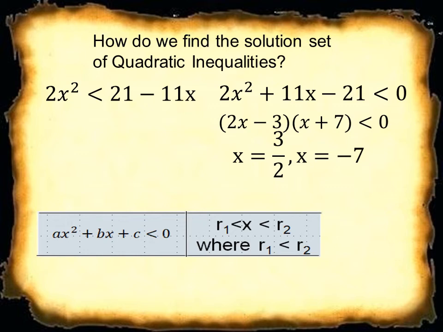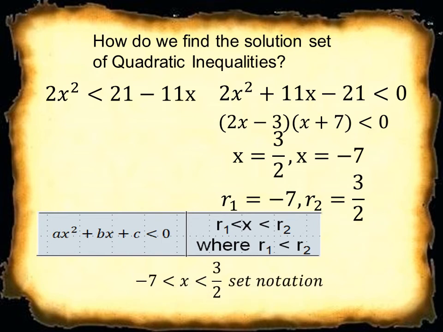But which is smaller? Of course, the smaller is negative 7. So that will be your r sub 1. Negative values are smaller than positive values. So r sub 1 is negative 7 and r sub 2 is 3 over 2. So just simple substitution in this table. For the solution set, you have x is greater than r sub 1 but less than r sub 2. So substitute your r sub 1 and r sub 2 in that form of solution set. So it becomes negative 7 less than x less than 3 over 2.